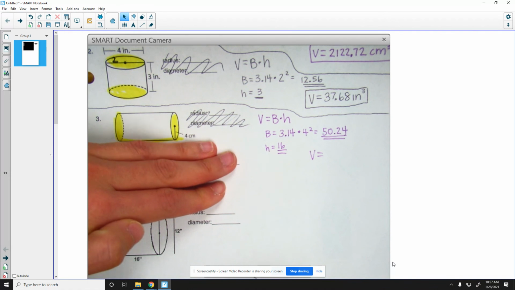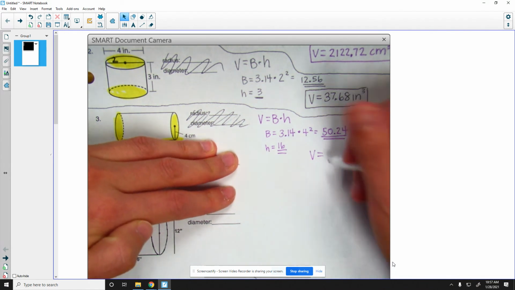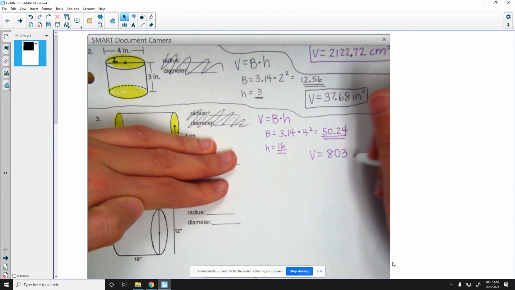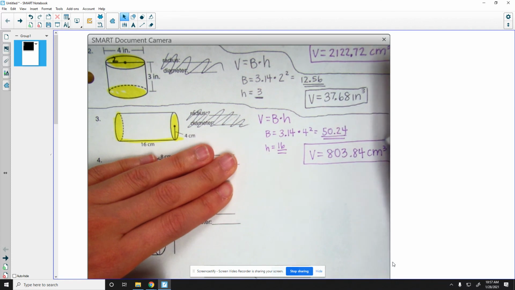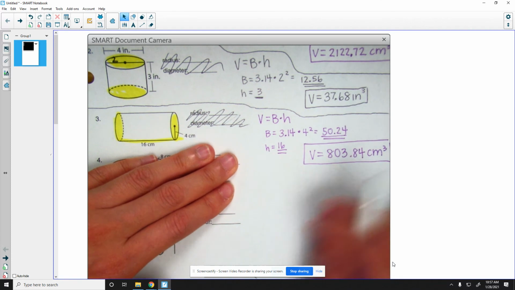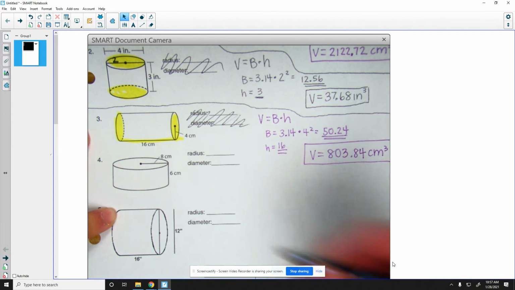Did someone get that answer? Taylor? Perfect. And then Taylor, what are your units? Not squared. Cubed. Good job. Centimeters cubed. Volume is always cubed. I hope maybe we're getting the hang of this.